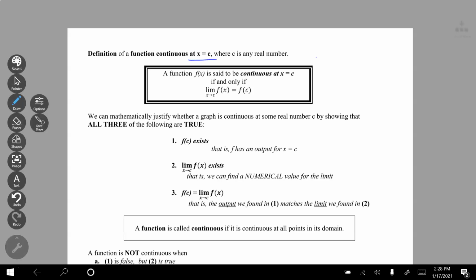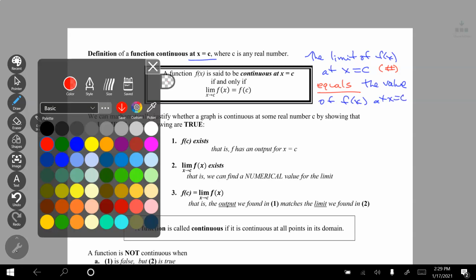This basically says the limit of the function at x equals c, which has to equal some number, is equal to the value of f of x at x equals c, which is just some number. C is just some number.